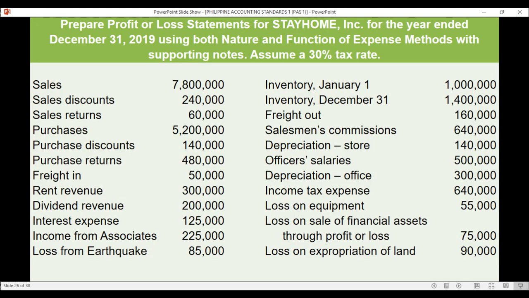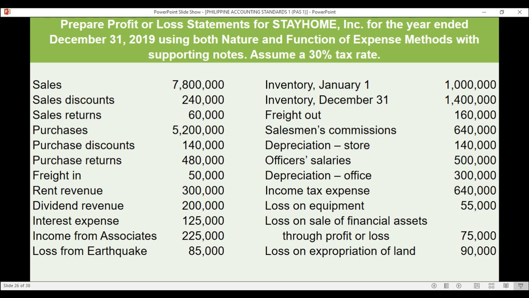So let's have an example for this one. Preparation of your profit or loss statement for the year ended December 31, 2019. We are required to prepare the nature and function of expense method presentation of your profit or loss, with supporting notes, assuming a 30% tax rate. The 30% tax rate is referring to income tax. So we have from sales of 7,800,000 down to loss on expropriation of land of 90,000.